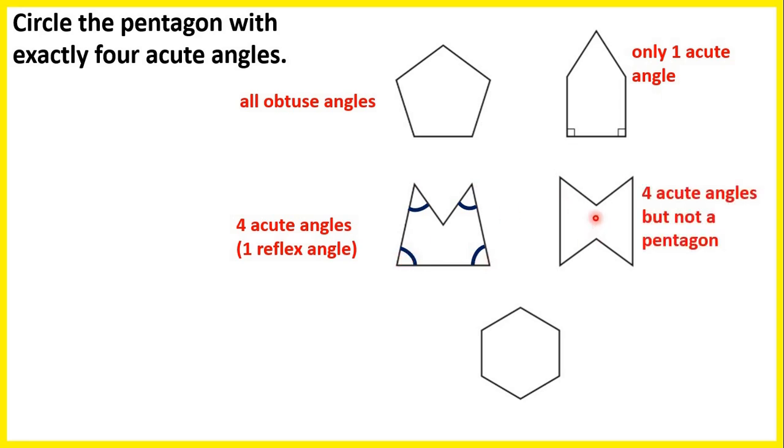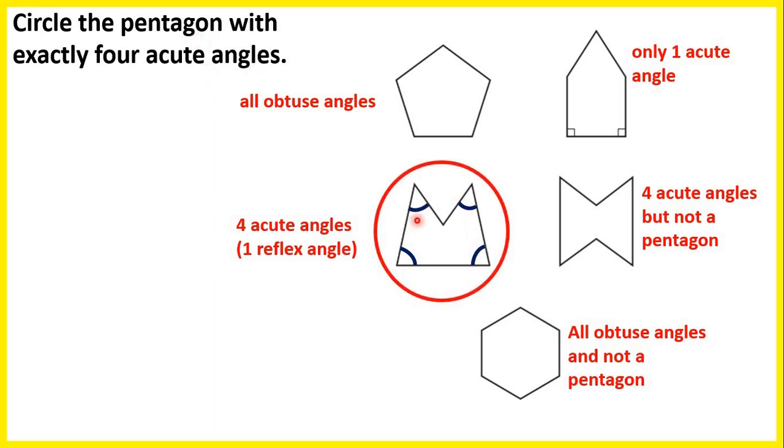Now in this shape here we have 4 acute angles as well, but this shape is not a pentagon. It has 6 sides, so it's a hexagon, not a pentagon. And in this shape here we have all obtuse angles, and again it's not a pentagon because it has 6 sides, so it's a hexagon. So that means the pentagon with exactly 4 acute angles is this shape here.